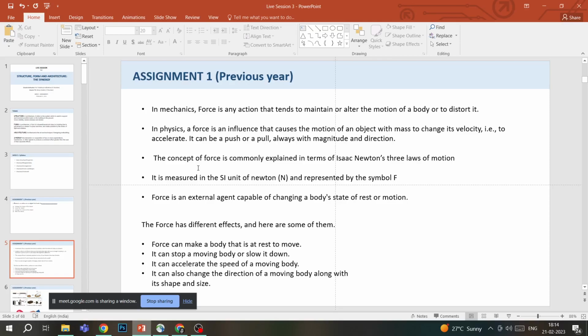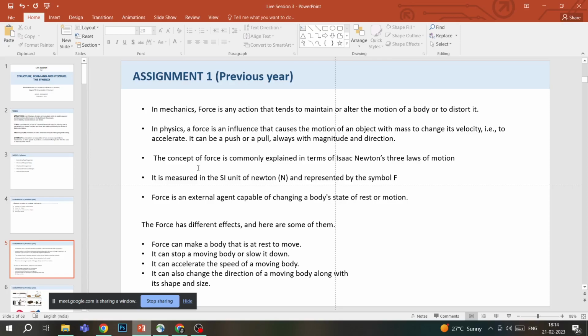Third, it can accelerate the speed of a moving body. For example, you are on a cycle, and the more push you give, the more force you put on the pedals, the more acceleration you can get with that cycle. Fourth, it can change the direction of a moving body. For example, in sports, when a ball is coming to a batsman, the batsman hits the ball and it goes in a different direction. Or when a football comes to players, they deflect the football in different directions.